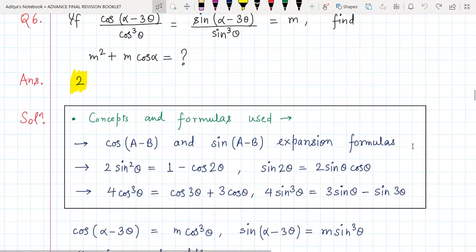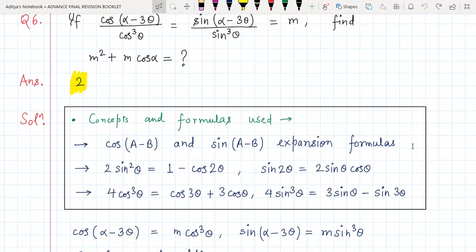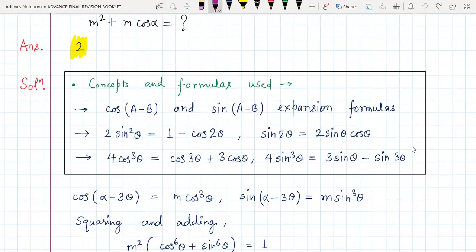Now concepts and formulas used would be cos of a minus b and sine a minus b expansion formulas, very basic formulas. Cos a minus b is equal to cos a cos b plus sine a sine b. Sine of a minus b is equal to sine a cos b minus sine b cos a. Similarly, we should also know 2 sine square theta can be written as 1 minus cos 2 theta. Sine 2 theta can be written as 2 sine theta cos theta. So basically these are basic formulas, right? Similarly, 4 cos cube theta can be expressed in terms of cos theta and cos 3 theta. Similarly, sine cube theta can be expressed in terms of sine theta and sine 3 theta as mentioned here.